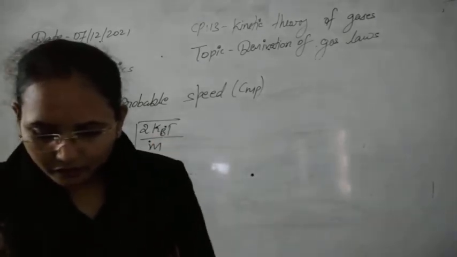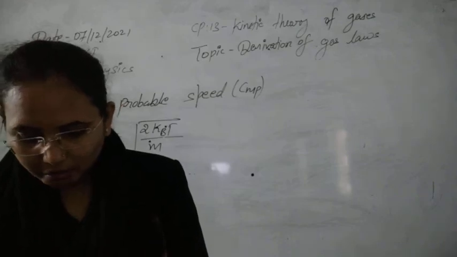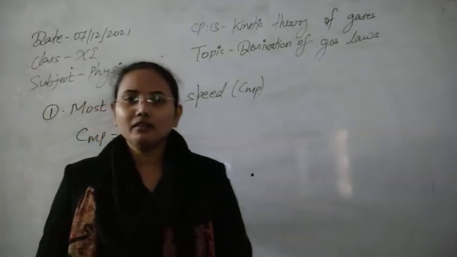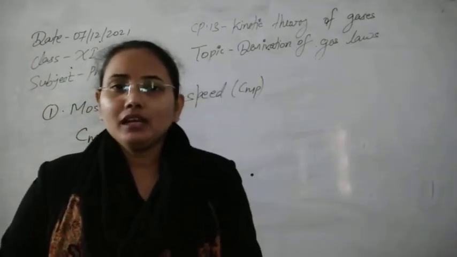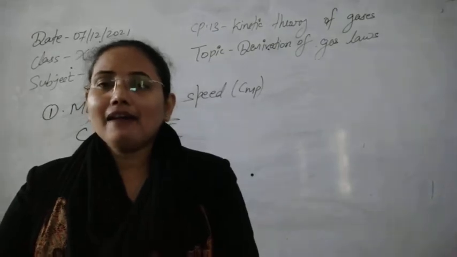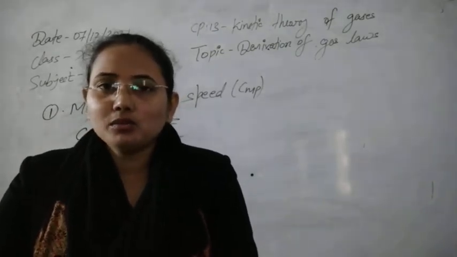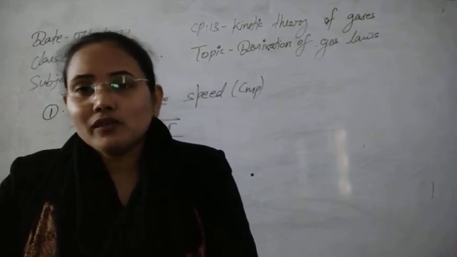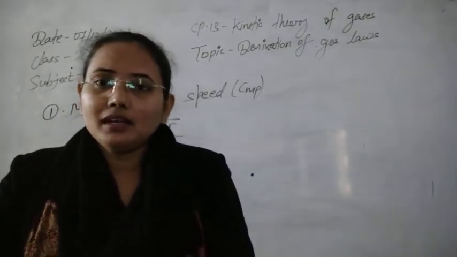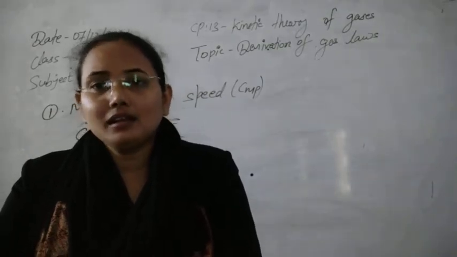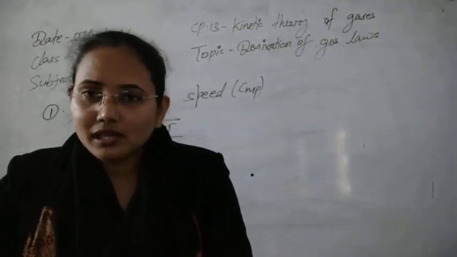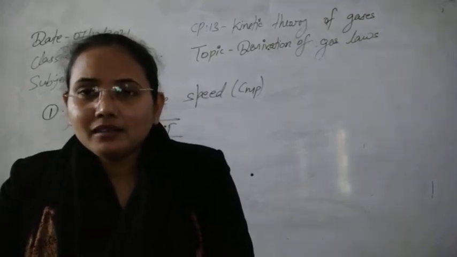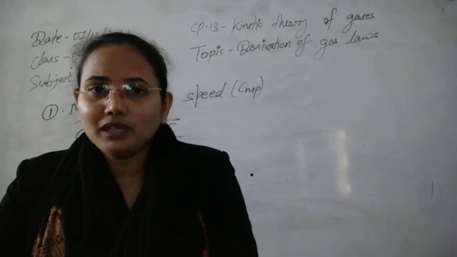The second type of speed is the average speed or mean speed. As all the molecules are moving with different speeds, we need to find the average speed for the study of the molecules, because in a system millions of molecules are there, and we cannot study their speeds individually. That's why we take their average speed, and this concept is necessary in studying the behavior of gases.